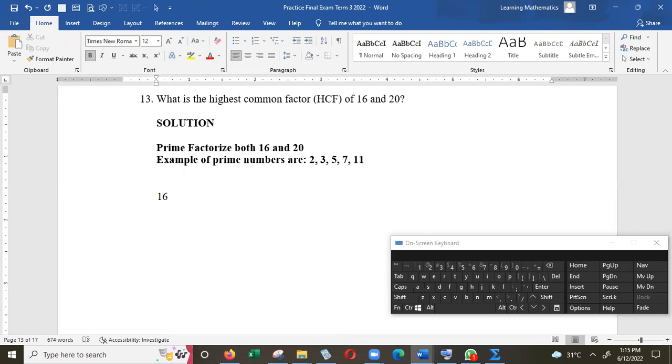11, 13, 15 cannot be prime because 15 has 1, 3, 5, 15. 15 has 4 factors. So 17, 19. Next one is 29, and so forth. 31, etc.